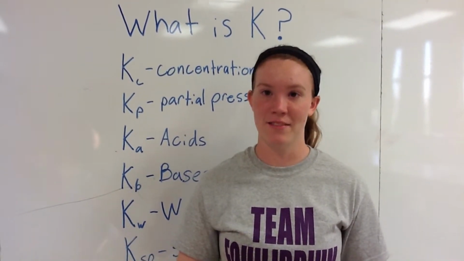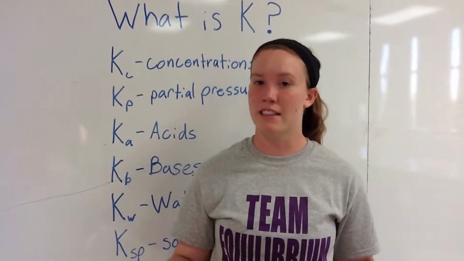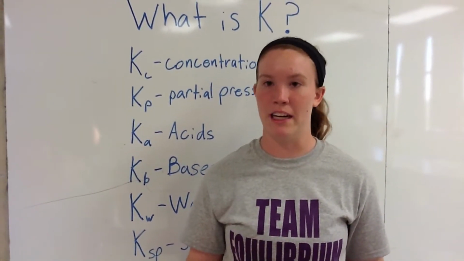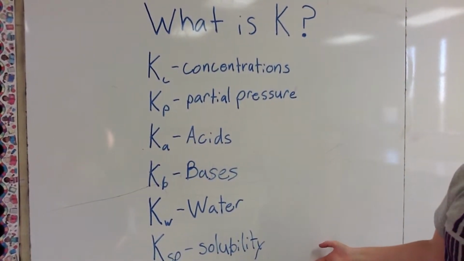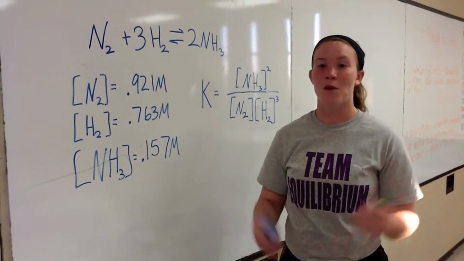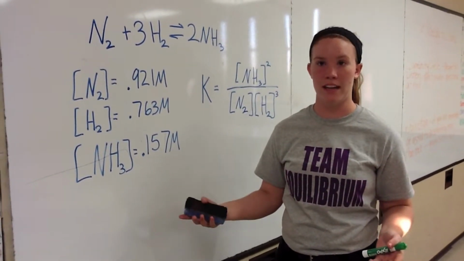What is K? K is your equilibrium constant. Your equilibrium constant is like your game plan. It changes depending on your players. Here are some common equilibrium constants. We calculate K from the concentrations of our products and reactants.